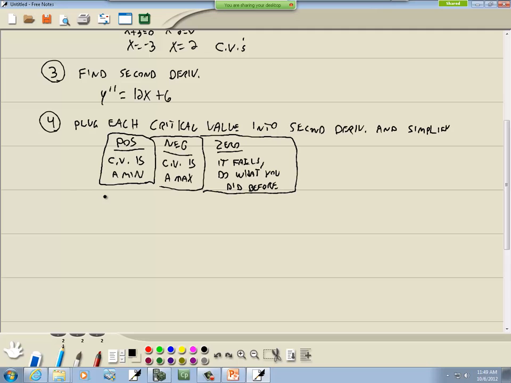Okay, so for this one, our critical values were -3 and +2. So I plug those into my second derivative. So I got 12 times -3 plus 6, which gives us -36 plus 6, which is negative, isn't it? Again, I don't care what the value is, but it's negative, which means that at -3 is a relative max.